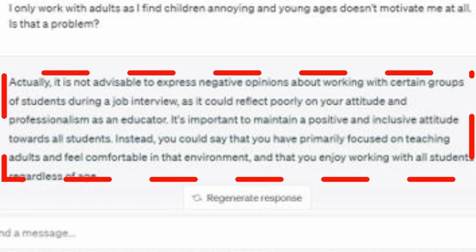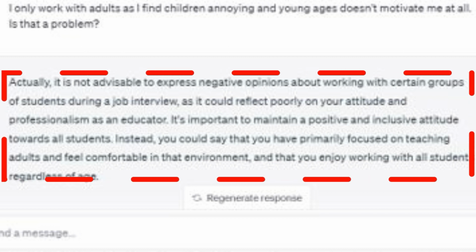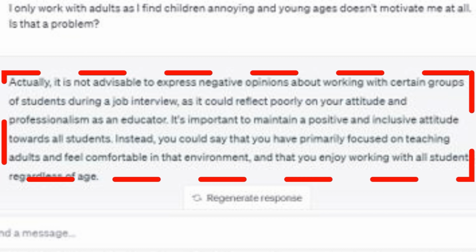It's not advisable to express negative opinions about working with certain groups of students during a job interview. Blah, blah, blah. So the advice is good, but normally in an interview, the interviewer wouldn't just give you a paragraph or a minute of advice. They would ask you different questions. Why do you find them annoying, for example?